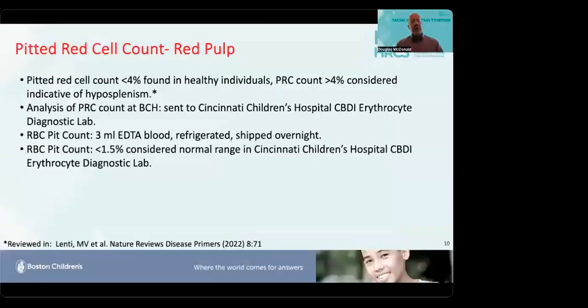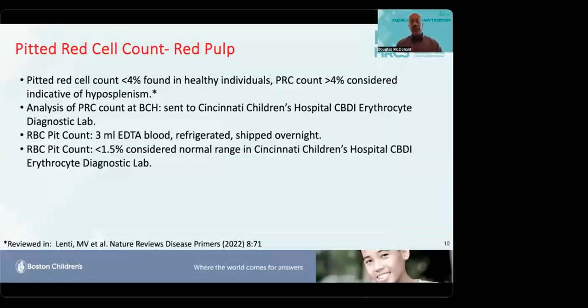So the pitted red cell count is an assessment of red pulp function. Review of the literature reports generally under 4% pit cell count in healthy individuals. Pitted red cell count greater than 4% is considered to be indicative of hyposplenism.